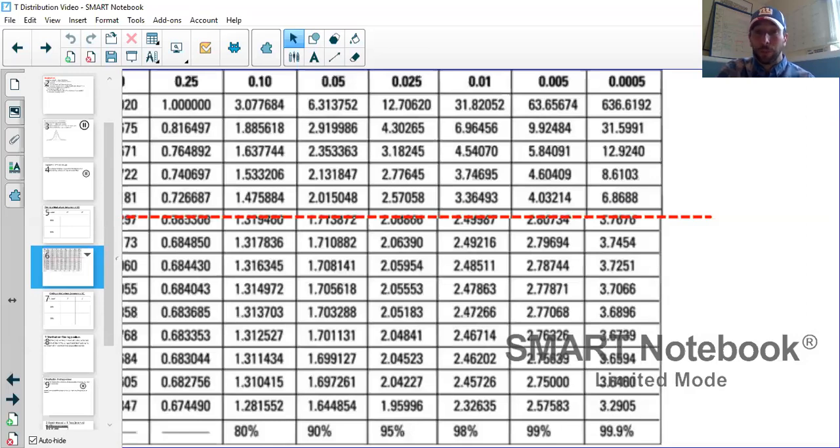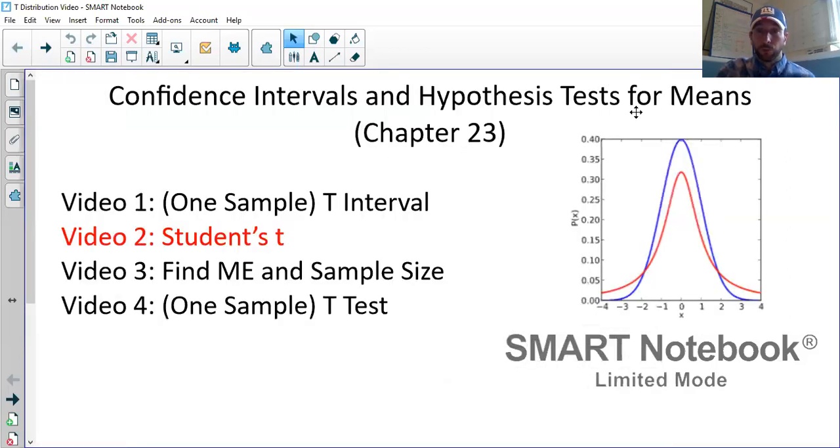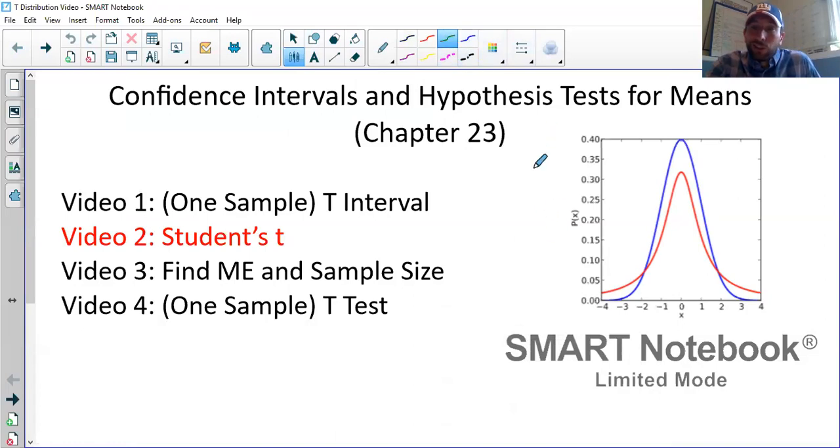That's a t-table. We got that. Remember, we only cared about the bottom row for our z-stars. Today, we're going to start to use the rest of it. So we're talking confidence intervals, hypothesis tests for a mean, still the same chapter, but now we want to focus just on this t-distribution. In this picture to the right, you can deduce some things yourself. If I tell you that the blue is a normal model and the red is a t-distribution, you can see how those compare. Pretty similar in terms of their shape, but there are some differences.